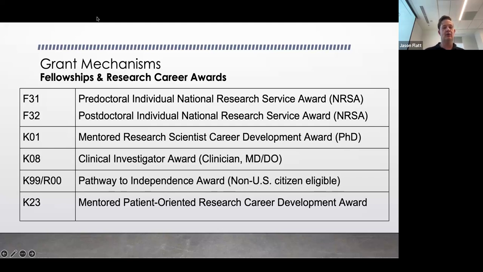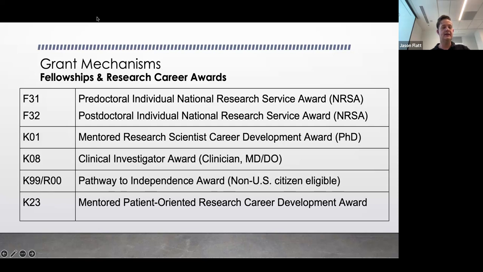The next ones are K awards, and these are usually for early career individuals. So they have different guidelines based on the different mechanisms. But typically they don't want to see more than 6 years of postdoctoral training. The K01 is going to be for people with a non-clinical terminal degree, so a PhD or something equivalent. The K08s and the K23s are for clinicians, so specifically people who are clinicians doing clinical research or patient-oriented research, but they have a clinical practice.